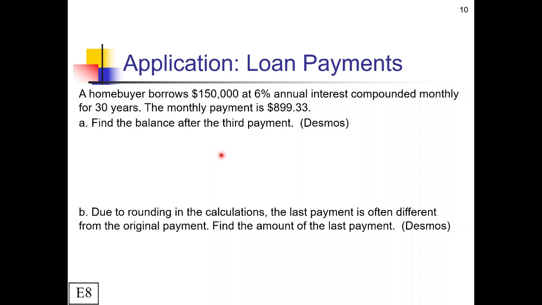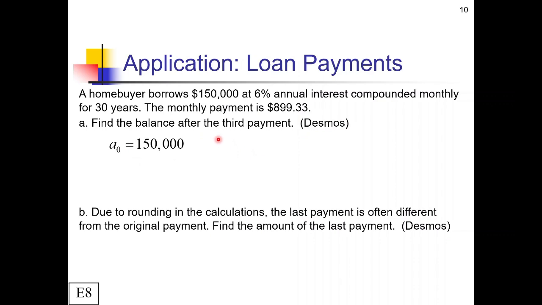All right, let's see how that went for you. So with a recursive rule, again, we need a base case and then a recursive equation. So for the base case, we're starting with $150,000. I'm going to call that A0, right? This is year 0, and then after the first payment, that we'll call A sub 1.